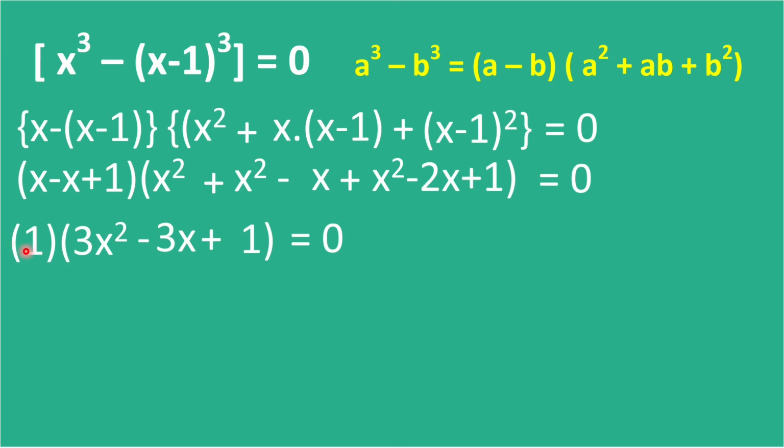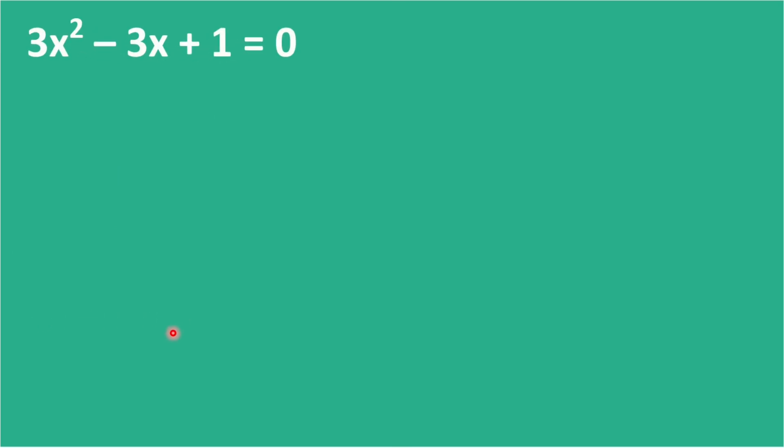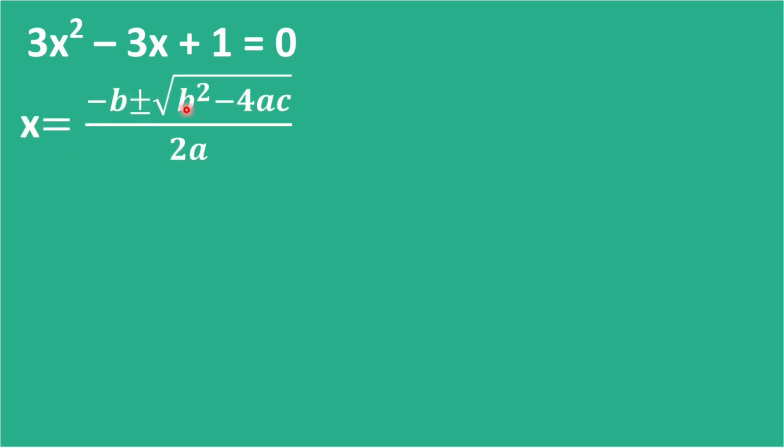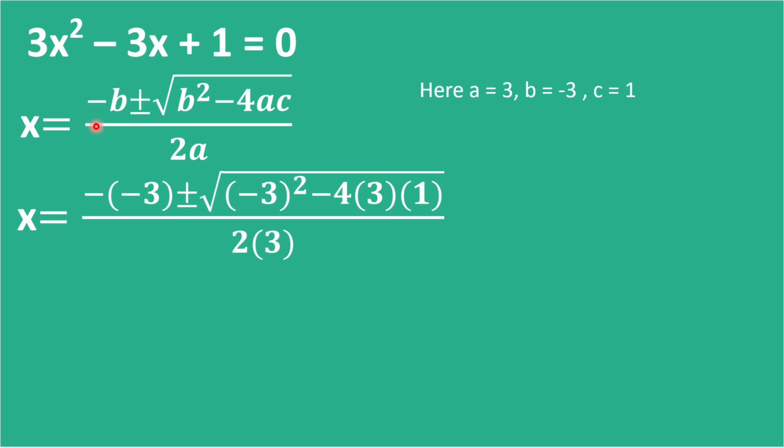Now in the next step, the equation becomes 3x² − 3x + 1 = 0. This is a quadratic equation, and we can solve it by the quadratic formula. According to the quadratic formula, x = (−b ± √(b² − 4ac)) / 2a. Here we have a = 3, b = −3, and c = 1. Now we will put these values in this quadratic formula.